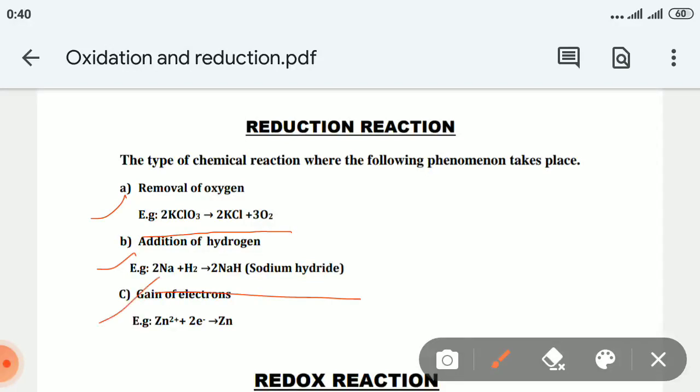Number C is the gain of electrons. There you studied that loss of electrons is the oxidation. Here you will see that zinc ion is accepting 2 electrons and turning to zinc atom. So oxidation and reduction are just opposite of each other. Okay, now let's go into redox reaction.